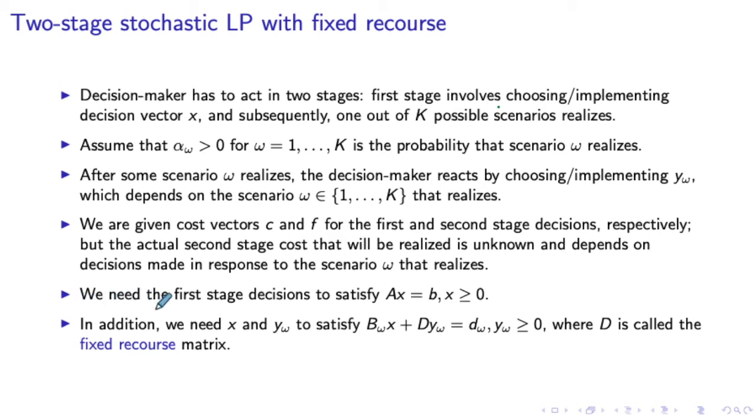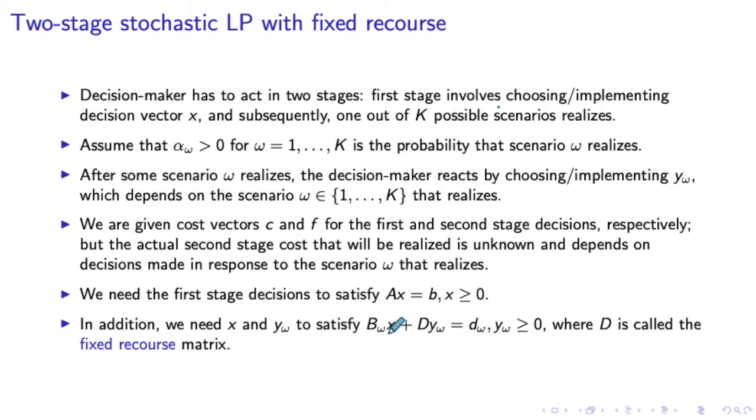Finally, we have two types of constraints in our model. The first stage decisions must satisfy the first set of constraints given by Ax equals b and x is non-negative. In our farming example, this part corresponded to the constraint on the total amount of land that we have. So recall that it was x1 plus x2 plus x3 is less than or equal to 500. And for the second stage decision variables, together with the first stage, we have another set of constraints given by B omega times x plus D times y omega equals d omega.